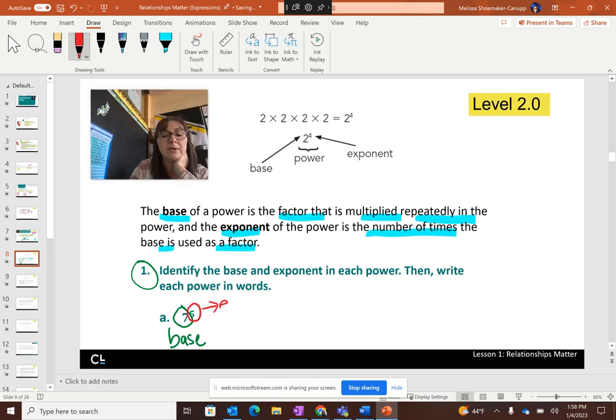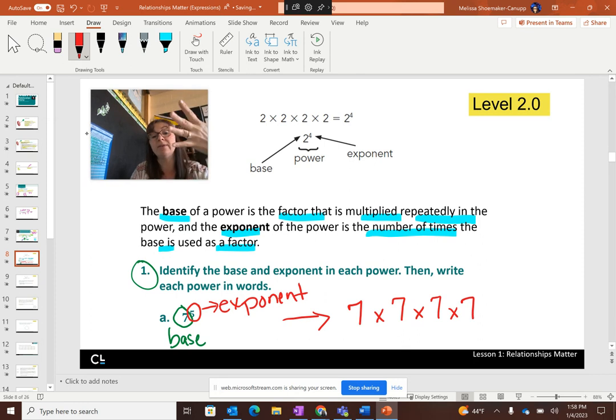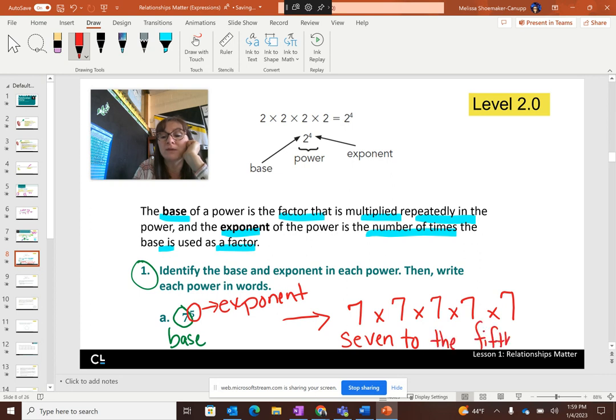5 is the exponent. What does this mean? It means 7 times 7 times 7 times 7 times 7. I had to do it 5 times because the exponent is 5. It says write each power in words. That means I'm writing it 7 to the 5th power because it's got a 5 up there.